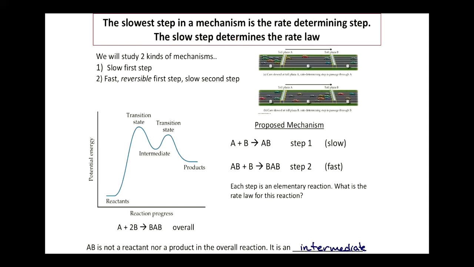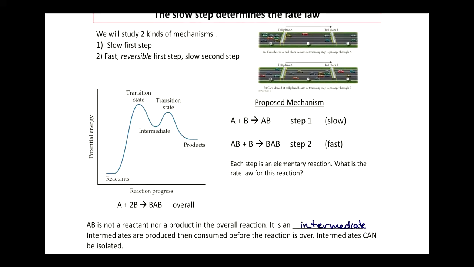So let's go back to this example. We already said that the first step is the slow step. You can tell because this first step has the highest activation energy. So if I tell you that the first step of this mechanism is the slow step, and that step is this elementary reaction where A and B combine to make AB, what is the rate law for this reaction? All you have to do is take the slow step and write the rate law. The rate for that slow step is equal to K1 times the concentration of A times the concentration of B. And that's it. That is your rate law.